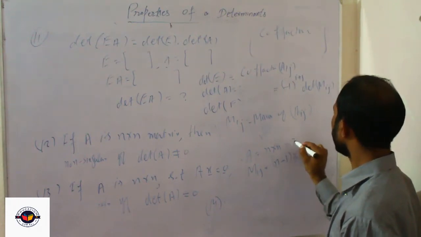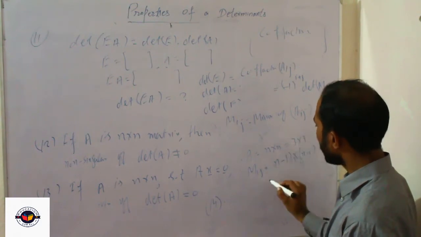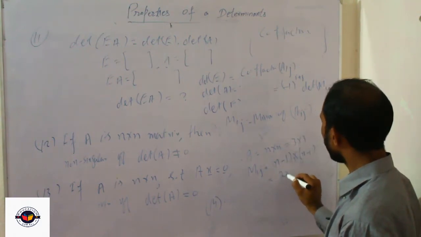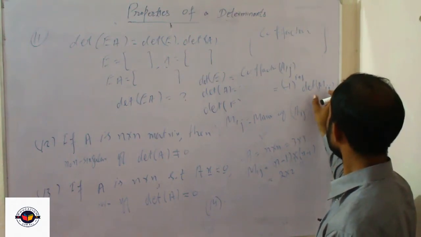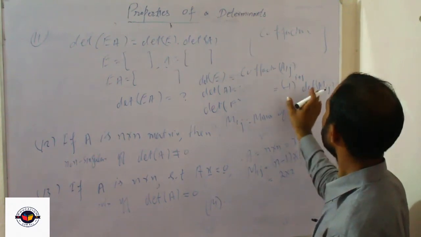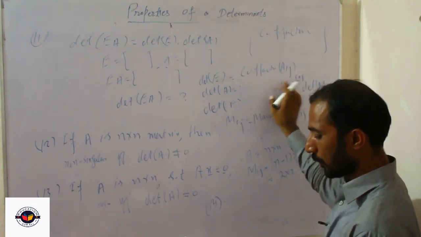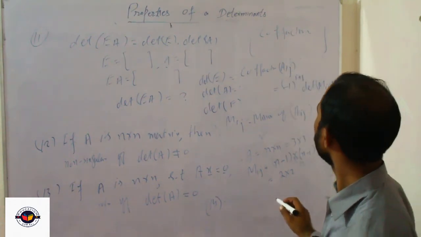Suppose this is a 3 cross 3 matrix, then corresponding to this matrix A, our minor matrix will become 2 cross 2. So this is actually the minor. We will take the determinant of this M. With the help of this formula we will calculate the cofactors of matrix A at ij.